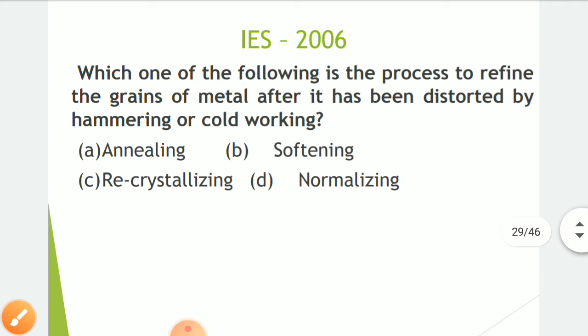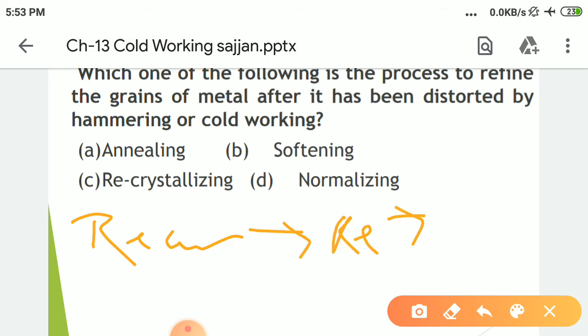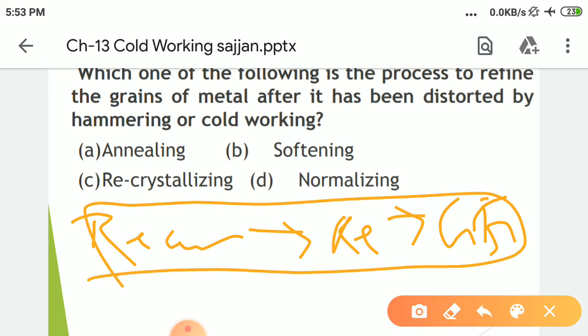Now which one of the following is the process to refine the grain of metal after it has been distorted by hammering or cold working? So once the grains are distorted, by which process can we get that structure back? That process is known as, let me write here, recovery followed by recrystallization followed by grain growth. So the combination of all these three is known as annealing.